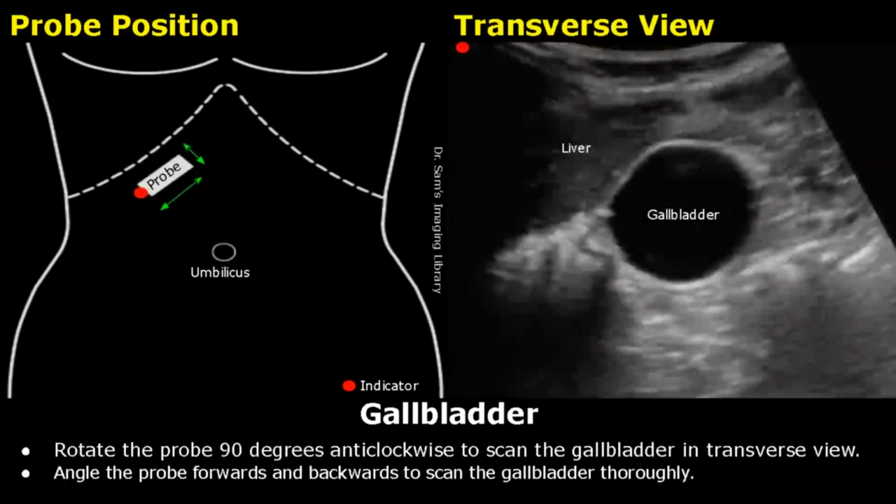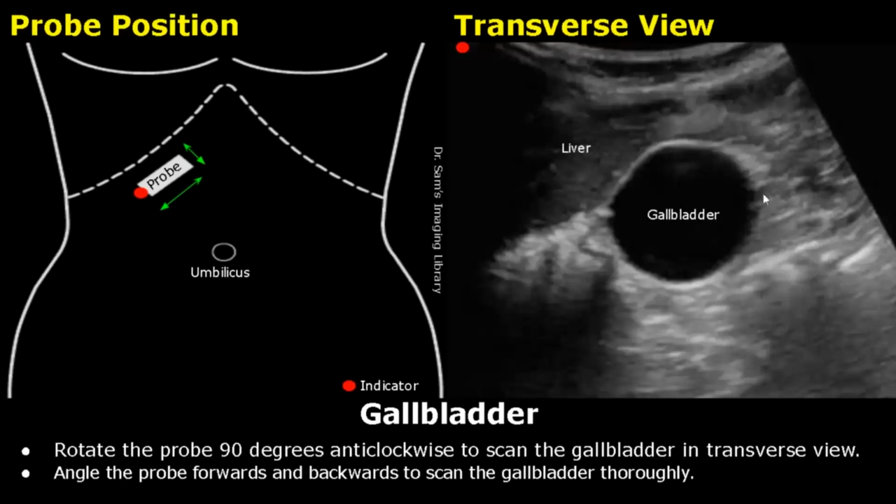To view the gallbladder in transverse view, rotate the probe 90 degrees anti-clockwise in the same location and you will get an image like this. We can see a little bit of the liver. Some rib shadows are also present. These are bowel gases causing dirty posterior shadowing.